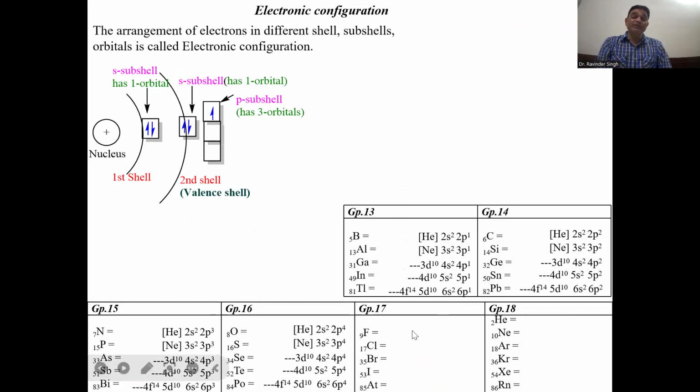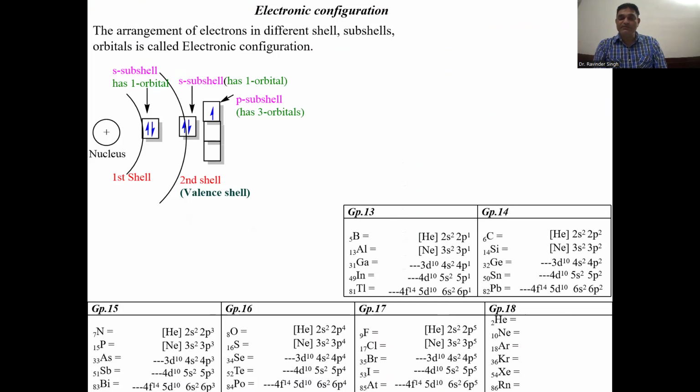Right? In the same way, we can write the electron configuration for fluorine, the first element of group number 17. The configuration becomes 1s2 2s2 2p5, meaning one more electron enters the 2p. So the valence configuration for the next element, chlorine, is 3s2 3p5. For bromine, 4s2 4p5. For iodine, 5s2 5p5. For astatine, 6s2 6p5.